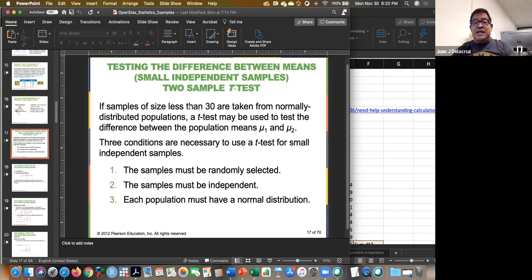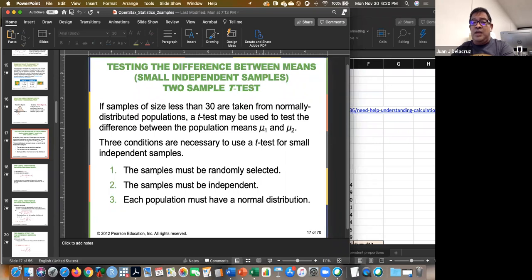So if a sample size less than 30 is taken from a normally distributed population, as we did before in the confidence intervals and in the hypothesis test with one sample, in this hypothesis test for two samples that are small independent samples, we're going to be able to use the t-test. And we are going to test the difference between the population means.